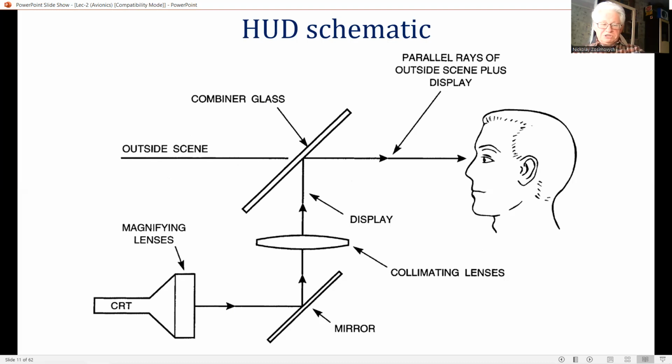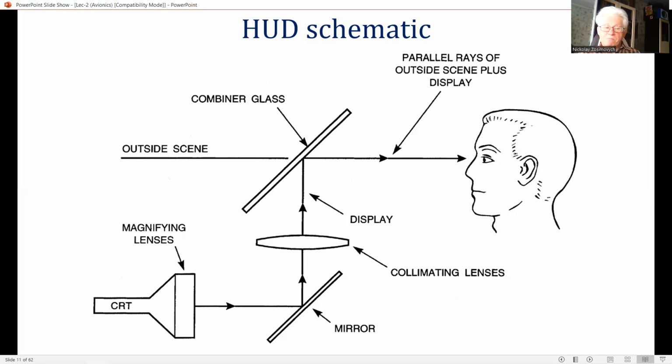The virtual images of the display symbology appear to the pilot to be at infinity and overlay the distant world scene as they are collimated. The function of the fold mirror is to enable a compact optical configuration to be achieved so that the HUD occupies the minimum possible space in the cockpit.